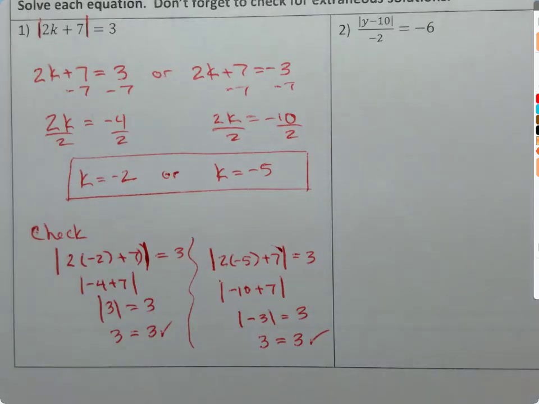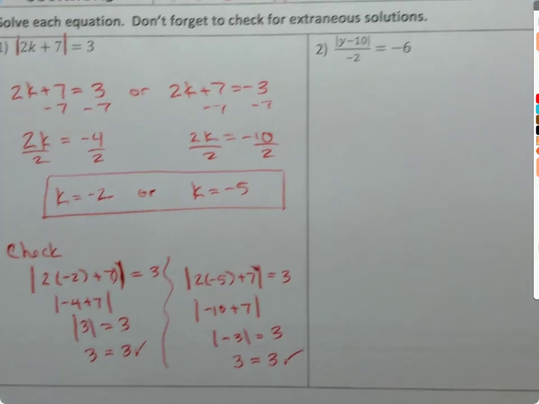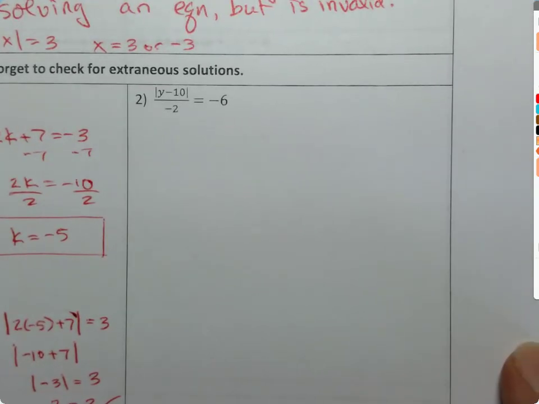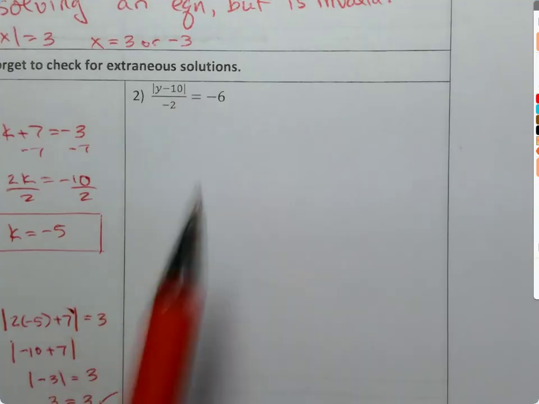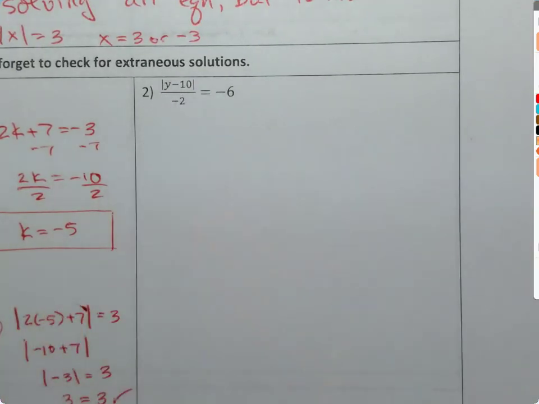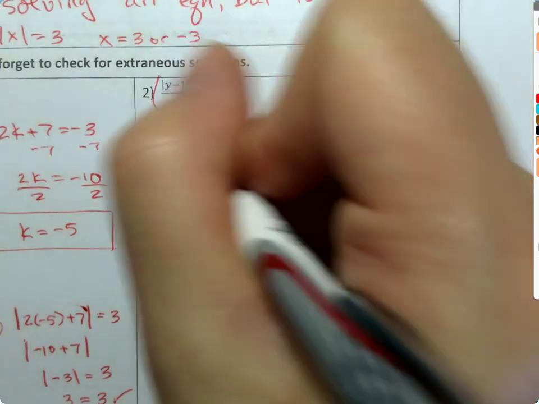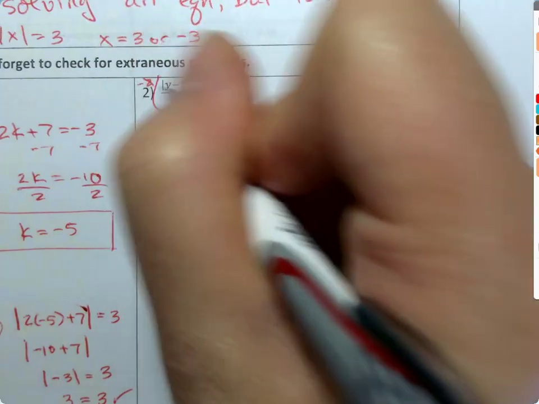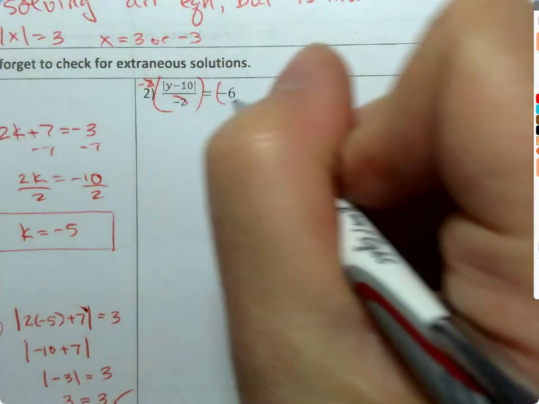All right, now look at number 2 here, the first thing I need to do is isolate. Someone's going to say, well, it equals a negative, there's no solution. I've got to isolate the absolute value, which means get rid of that divided by negative 2. So how am I going to do that? Multiply both sides by negative 2. Now this is to cancel. It doesn't distribute. We canceled it.